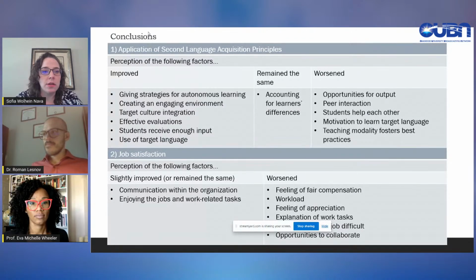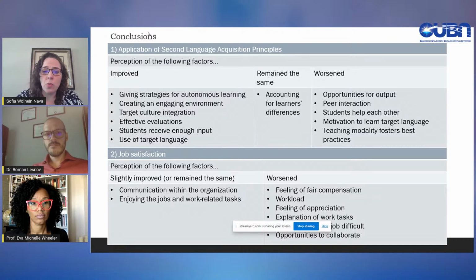So in order to answer our two main research questions, you can see that numerous factors, both in application of second language acquisition principles as well as job satisfaction, have worsened currently during the pandemic and teaching in an online environment. However, some of them remain the same or slightly improved.